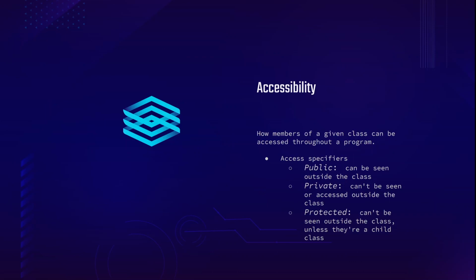So before we go into some of the pseudocode or whatnot, I just want to go into accessibility. Accessibility is how members of a given class can be accessed throughout a program. So specifiers, and you might see this in your writings, are public, private, or protected. Public means that it can be seen anywhere throughout the program, or outside of the class. Private means that it can't be accessed or seen outside of that given class. Protected means that it can't be seen outside the class unless it's a child class.